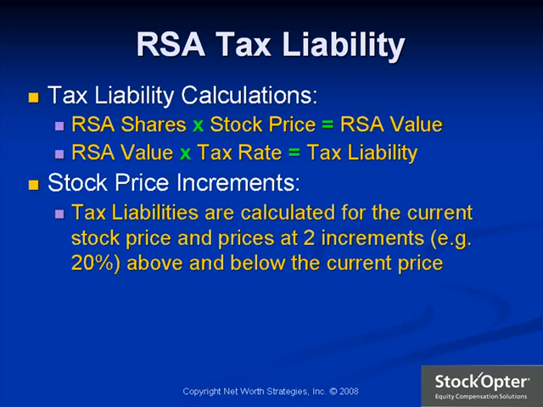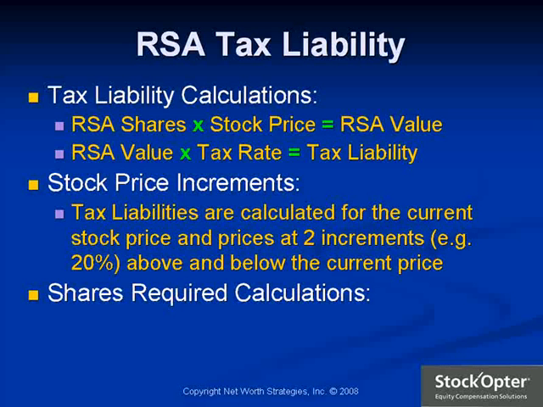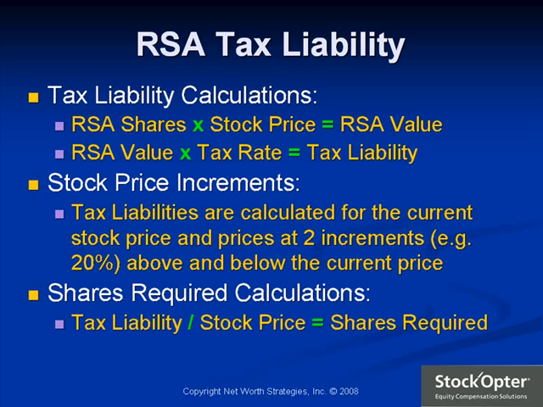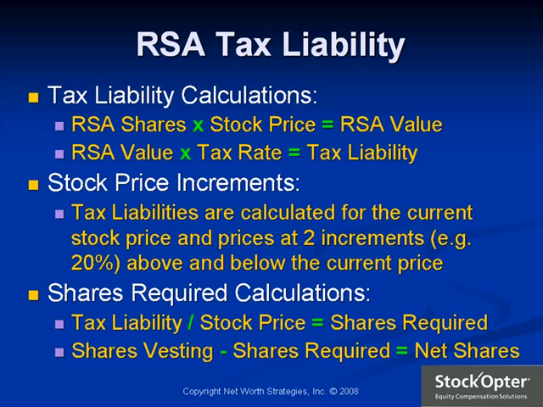Tax liabilities are calculated for the current stock price and prices at two increments, for example 20% above and below the current price. And as mentioned before, the dashboard also calculates the shares required to be sold to cover the tax liability, should the option holder desire to do so. Tax liability divided by the stock price equals the shares required, and the shares vesting minus those shares required equals the remaining net shares for the option holder.